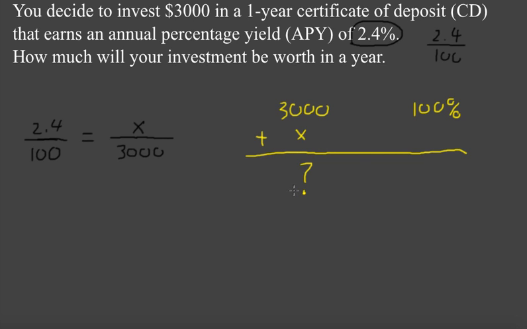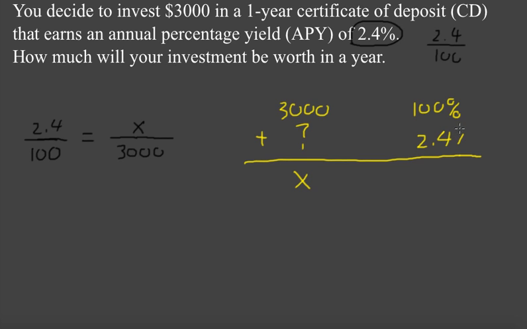Actually, better yet, it's going to be 3,000 plus a question mark. We don't know what that is. And it's going to give us this x right here. Yeah, that makes more sense. And this question mark is this percentage right here. We're going to be plusing the 3,000 by 2.4%. So we're going to be taking 100% of the 3,000 and we're going to be plusing it by 2.4% of the 3,000. And so this is going to equal 102.4%.